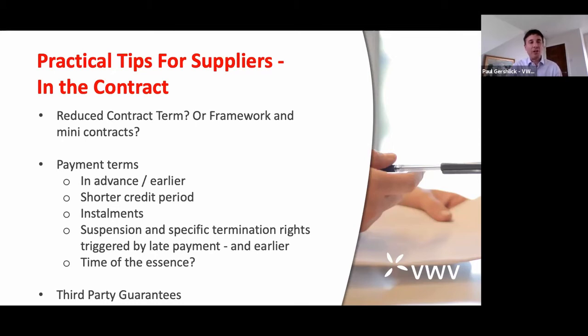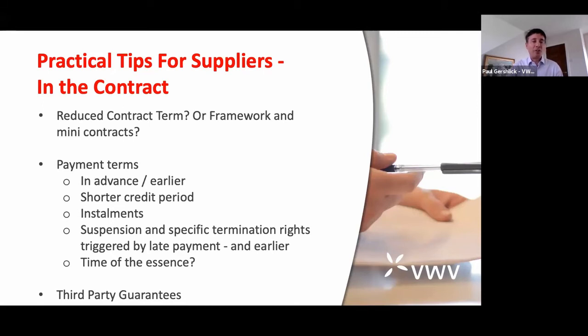First of all, starting with what you can do in the contracts itself. Often in the contract, you would have a termination clause that provides for termination upon insolvency. That can no longer apply. So what can we do instead? First of all, you could consider reducing your exposure by having a reduced contract term or having a structure that is set up as a framework agreement and a series of mini contracts. The issue with that, of course, is that for a supplier, they would lose the guaranteed revenue that a longer form of contract would give. So it might reduce exposure, but reduce the commercial benefit as well.